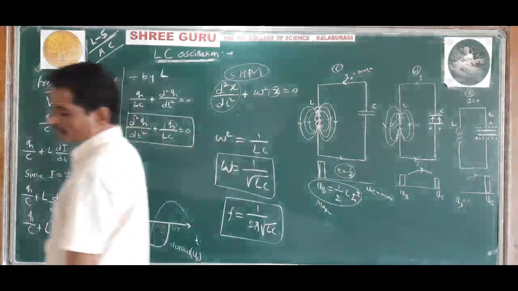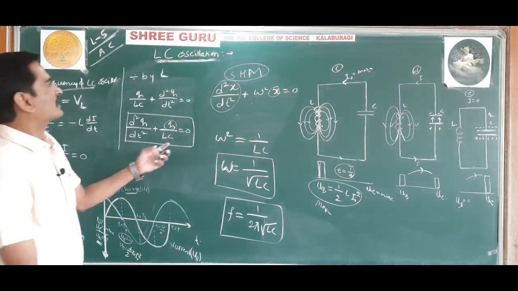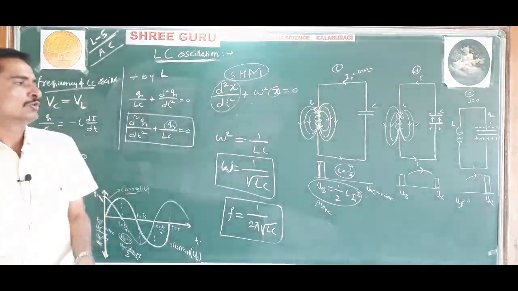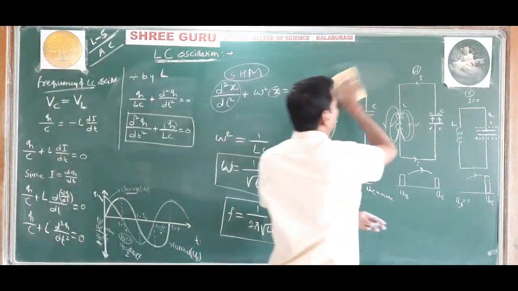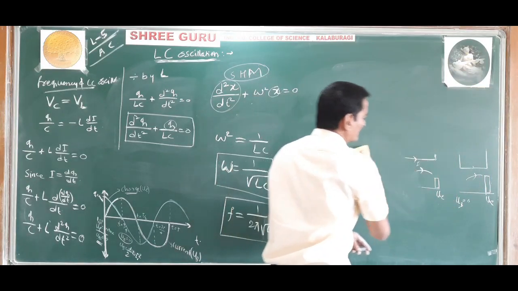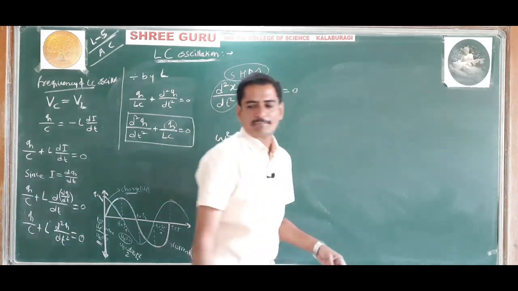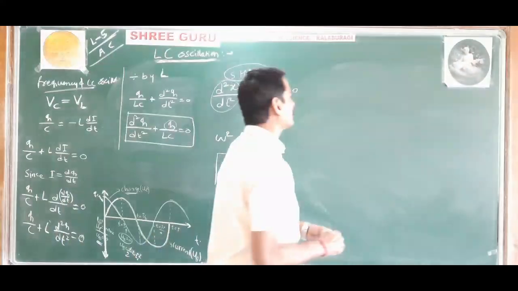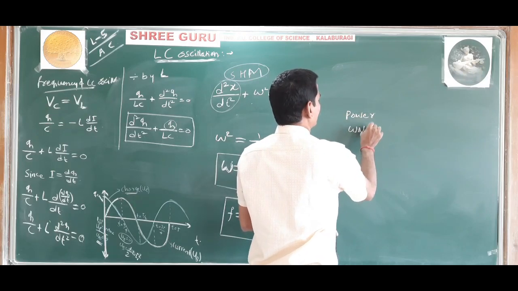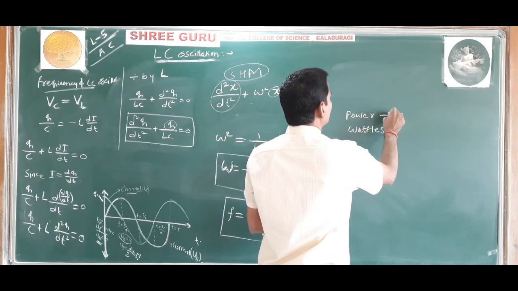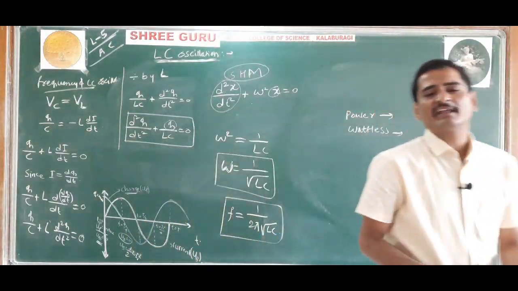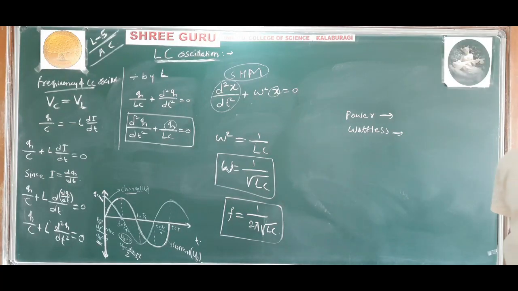Now next we shall study the next concept, that is the transformer. See, here in the syllabus, two concepts have been removed. I will explain about those two concepts: power dissipated in an LCR circuit and wattless current. These two concepts have been removed this year because of COVID, in this alternating current chapter.